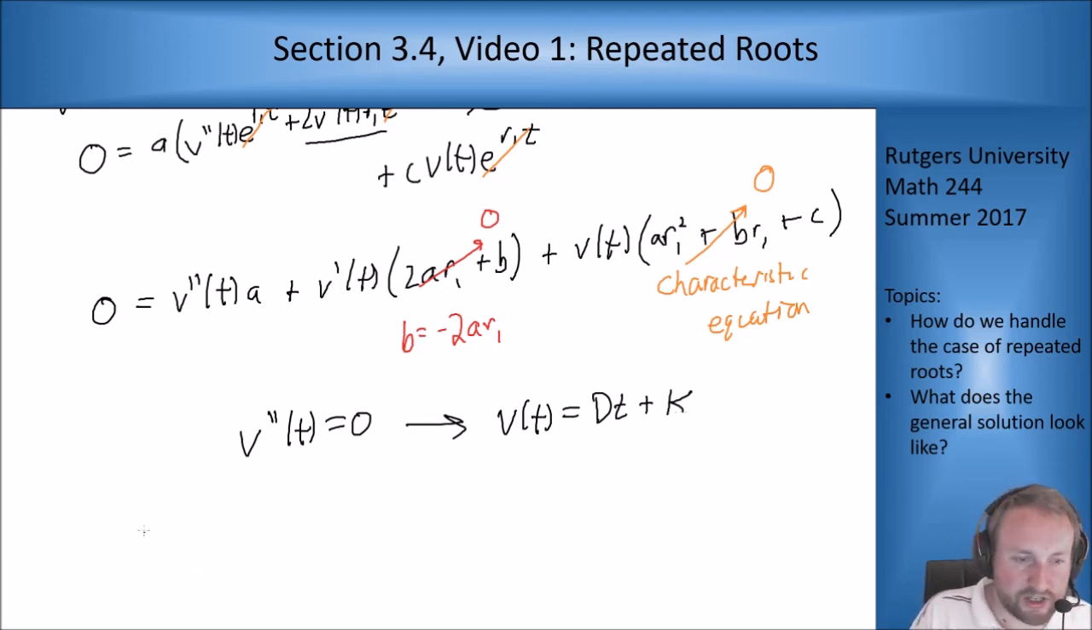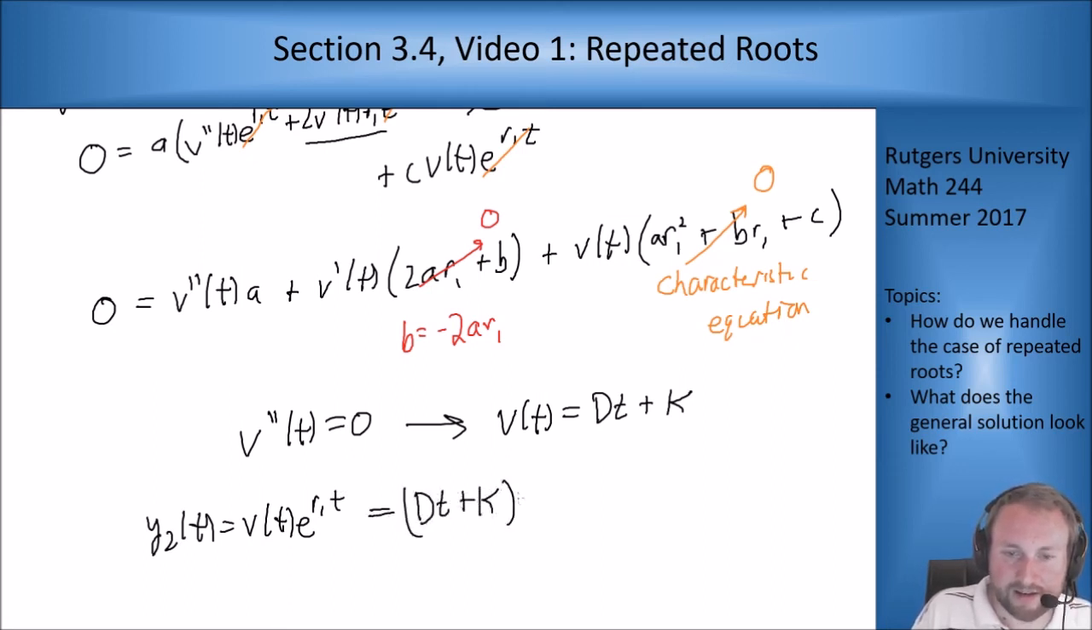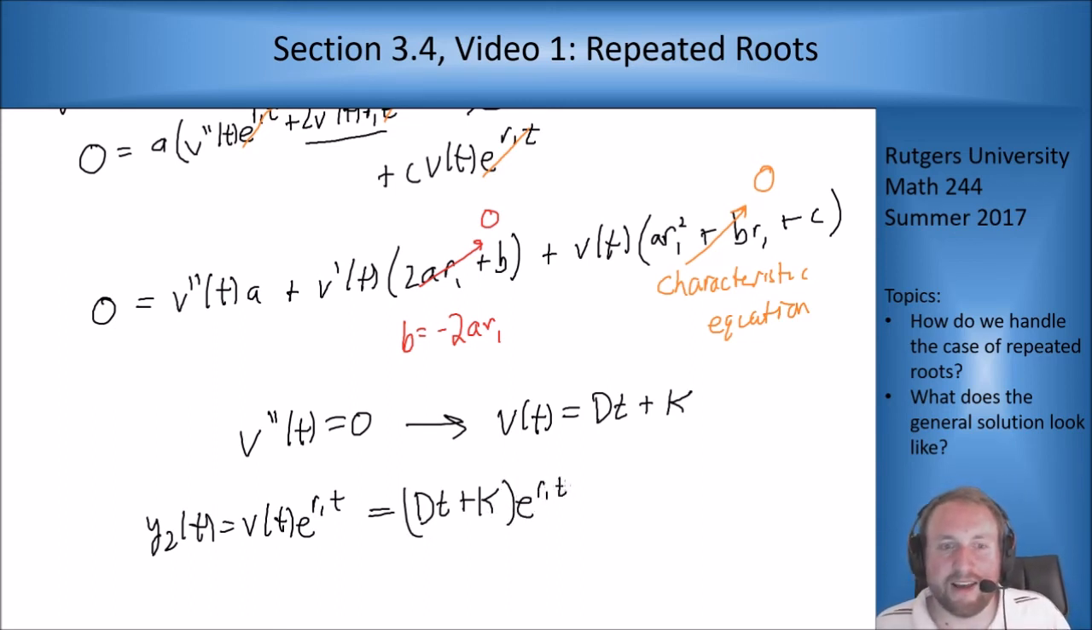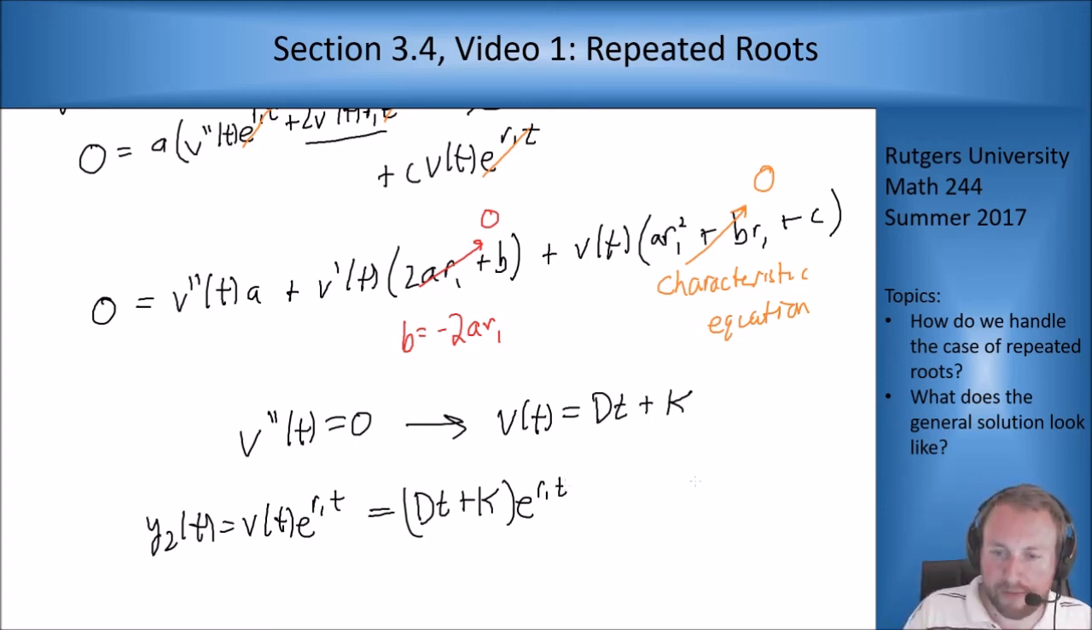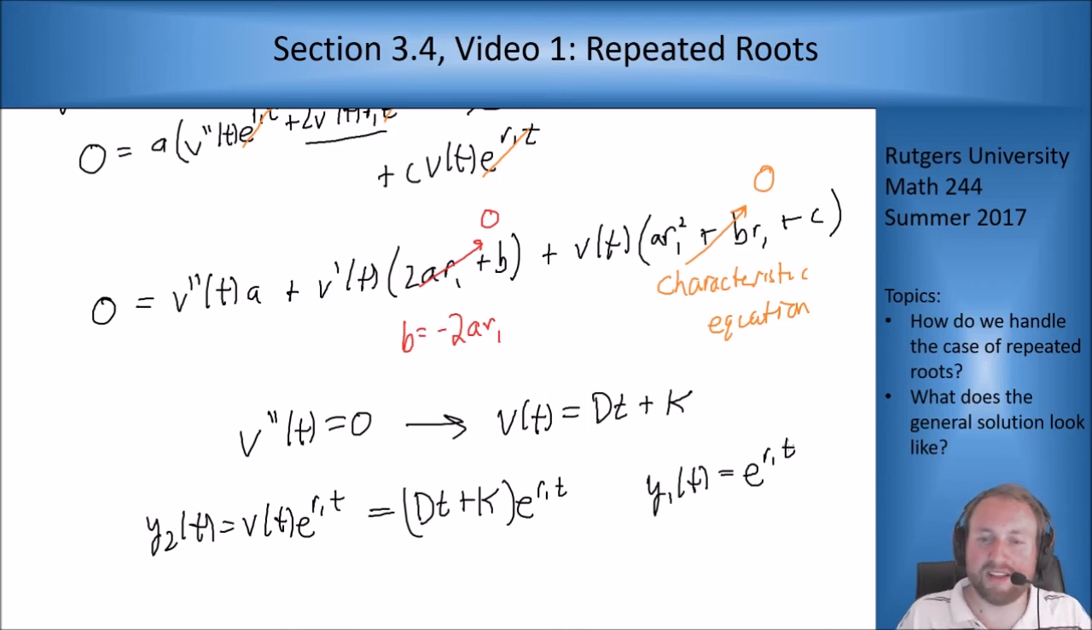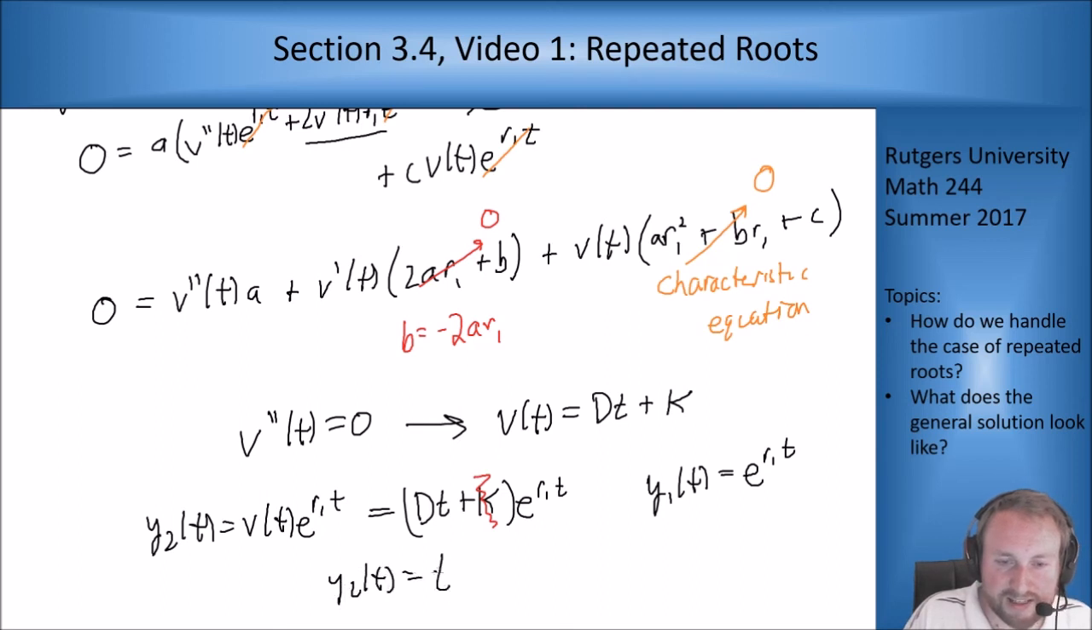So what is our solution? Our solution, y2 of t, was V of t times e to the r1t, which is dt plus k times e to the r1t. Now, since I just want one solution, I can take d equals 1 and k equals 0. So first, I can take k to be 0 because my y1 solution is already e to the r1t. So if I put c1y1 plus c2y2, I can just take the k part from the y2 and shove it into the y1 equation, just change that constant c. So I can forget about the k, because I don't want to get my original r1t solution back. And since it's a constant times t, I can just get rid of the constant because I'm going to put a constant there anyway. So my solution here, my y2 of t, is going to be t e to the r1t.